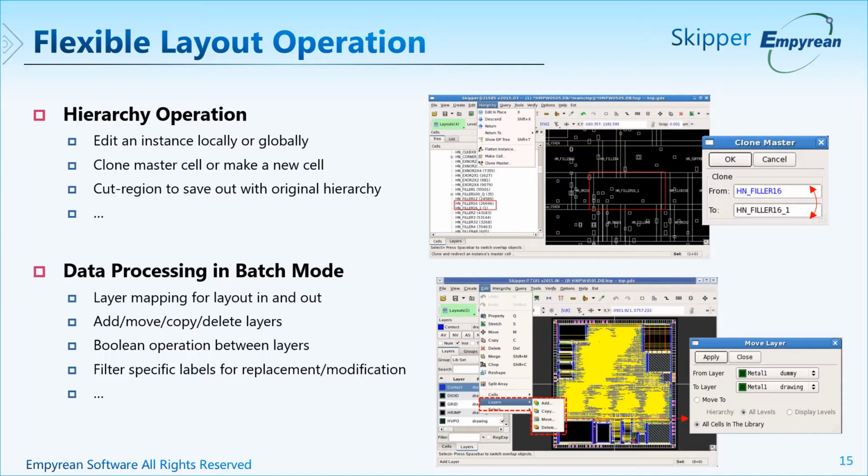On the instance side, you can make edits on a cell and save it either as a local edit, which will create a new cell, or as a global edit, which will be applied to all instances of that cell in the design. You can cut out an area and save it as a new cell with all the original hierarchy maintained.